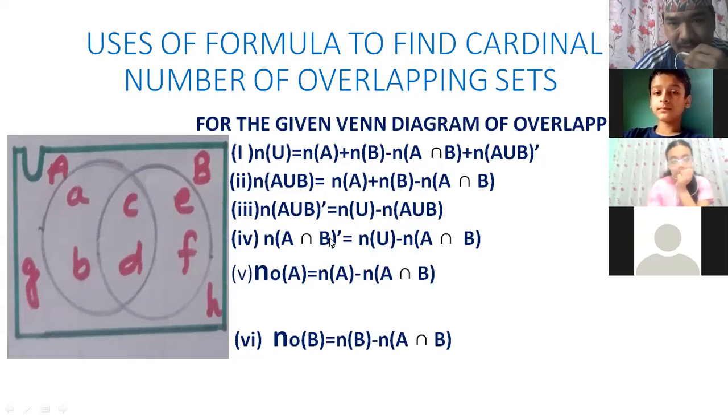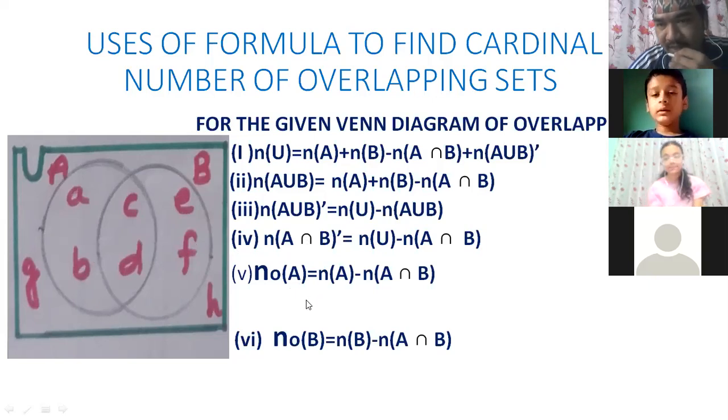And A intersection B complement means what? U minus A intersection B. From this total there are 8 elements. 8 minus what will be? 2. 8 minus 2, what will come? 6. 6 will be the elements of A intersection B complement. Understood, children?